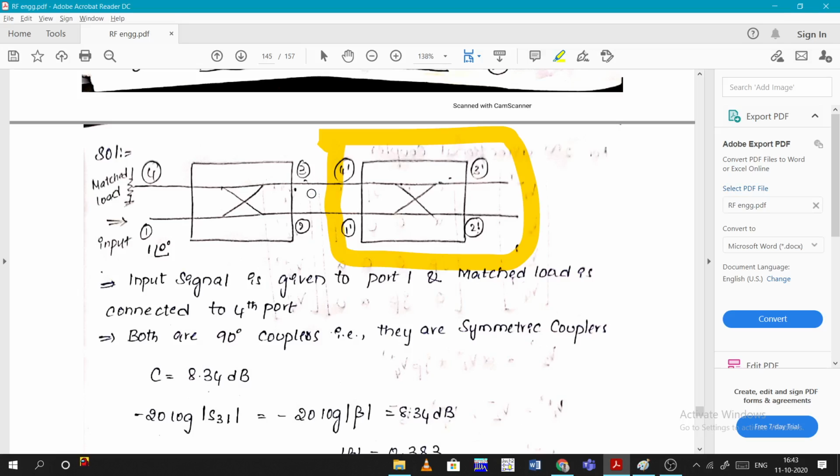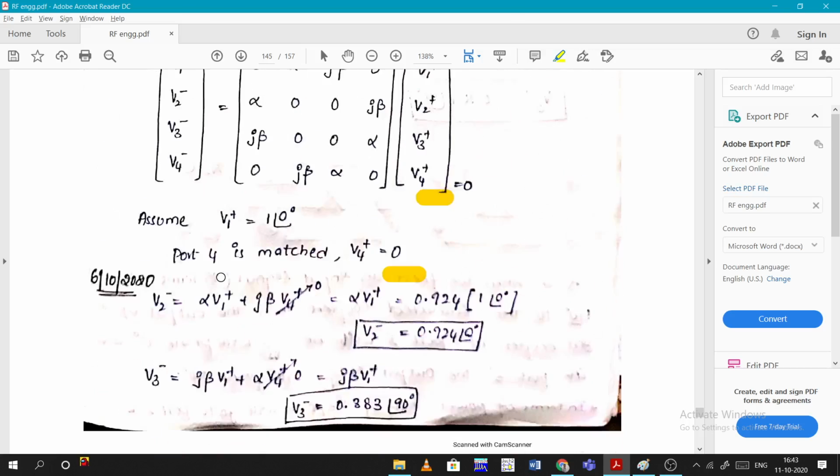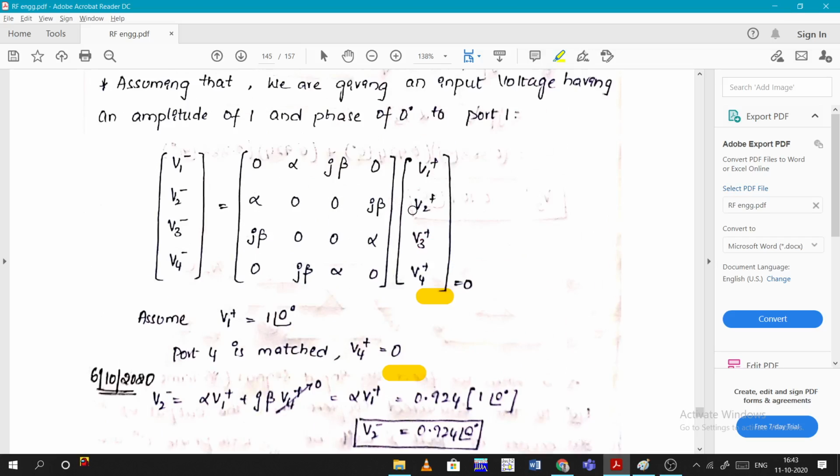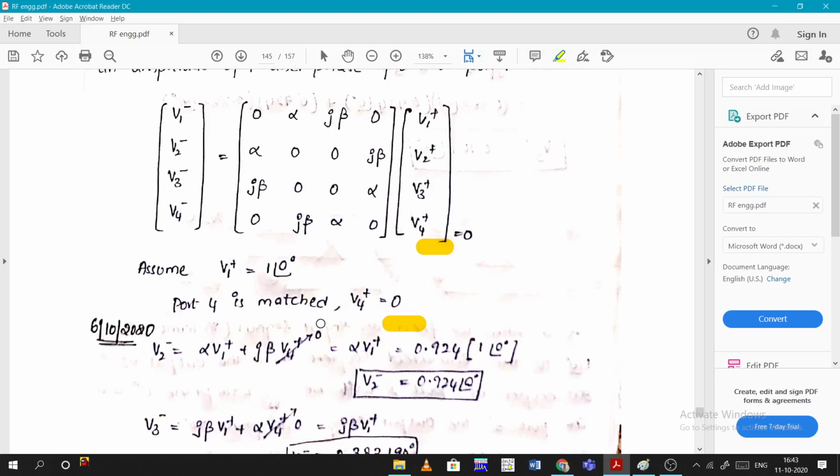So those inputs are the outputs of this box, that is V3 and V2. So we need to find those two parameters first. V2 minus is equal to alpha into V1 plus j beta into V4 plus, and V4 will be 0.